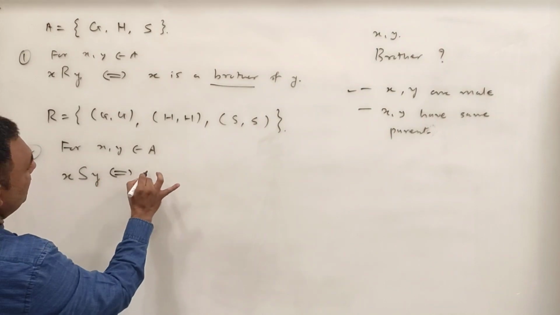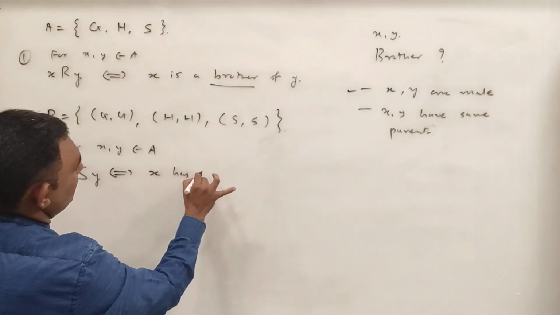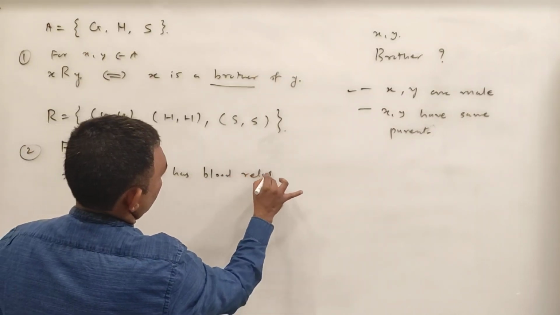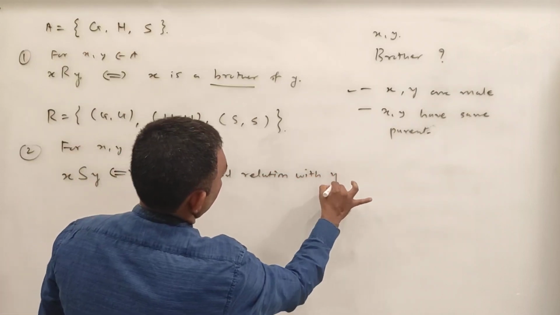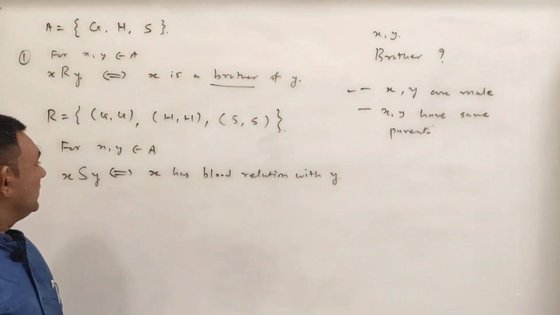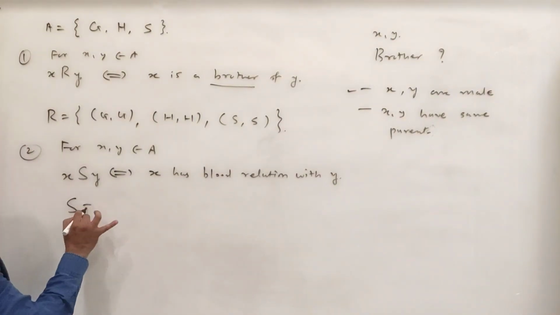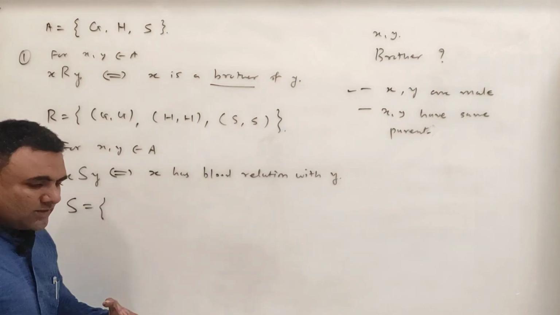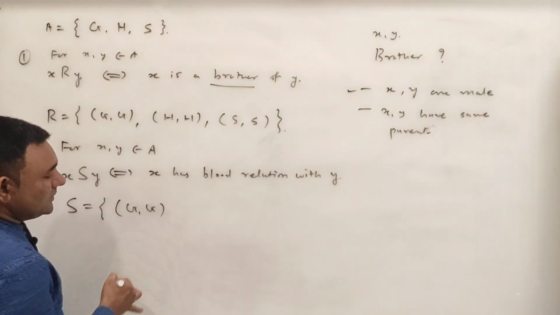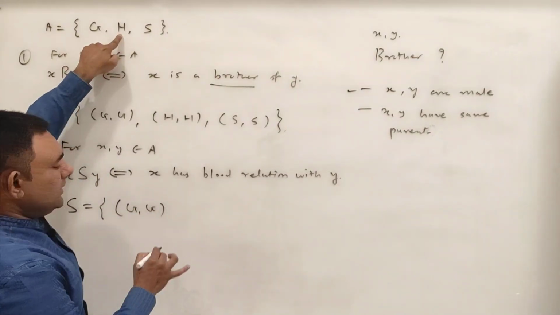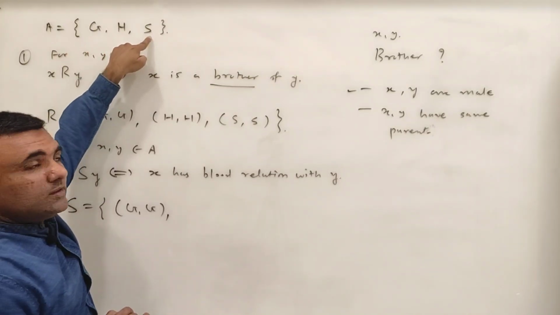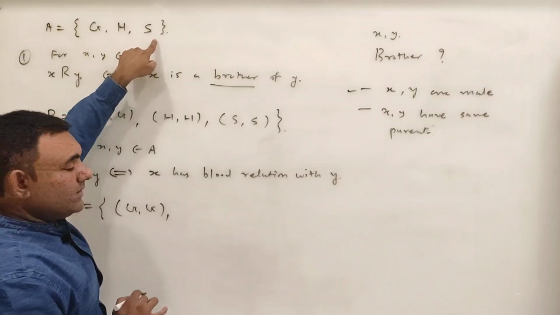If and only if X has blood relation with Y. Then obviously by definition of blood relation, every person has blood relation with himself. So Gandhiji has blood relation with Gandhiji. Gandhiji has blood relation with Hitler? No. Gandhiji has no blood relation with Sardar Patel. So GH and GS will not be there.